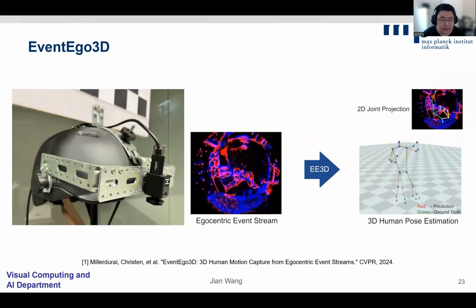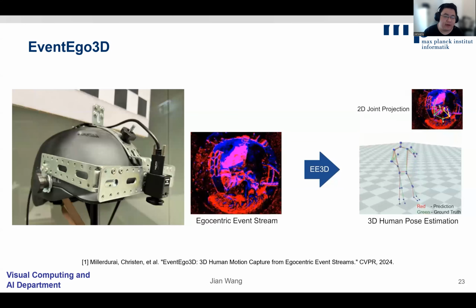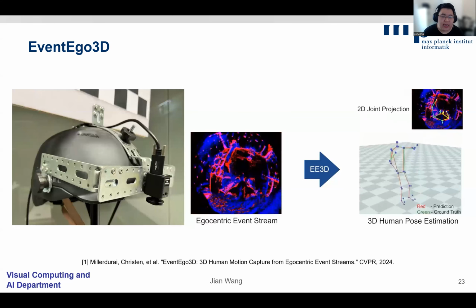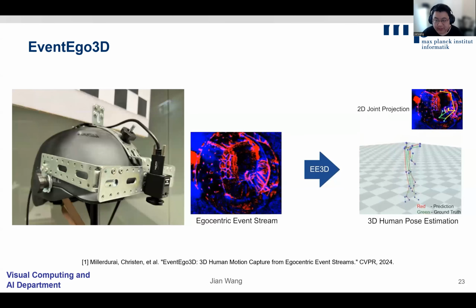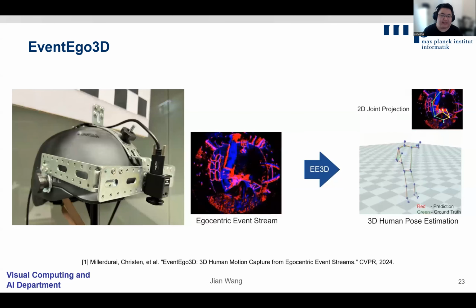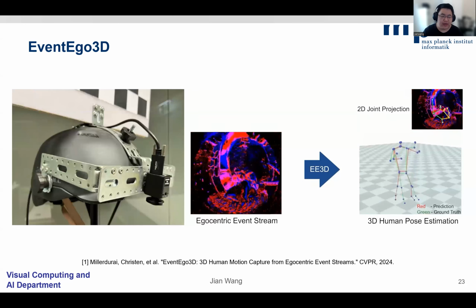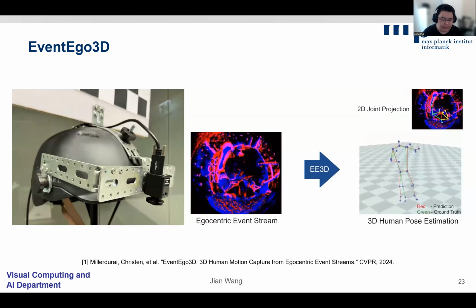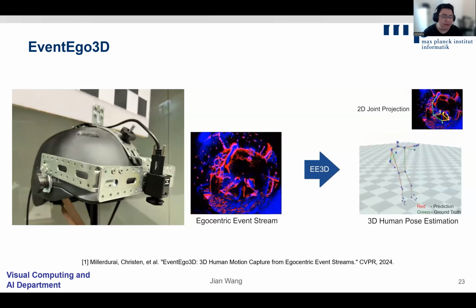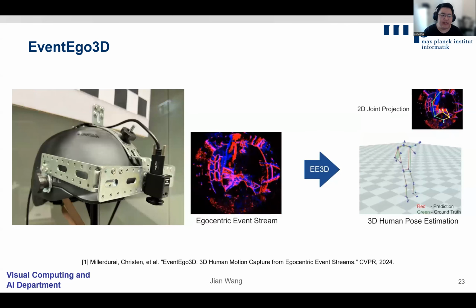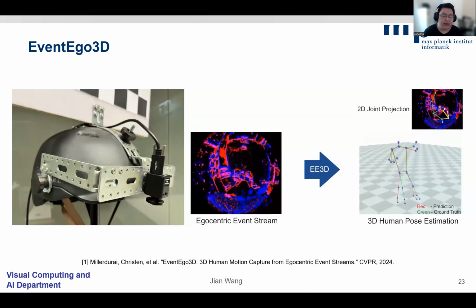The next project is called EventEgo3D. This is also an egocentric human motion capture project, where we mount an event camera on the head to capture the human motion. So why do we want the event camera? An event camera is a special camera that can sense the light changes, the brightness changes, from the view.